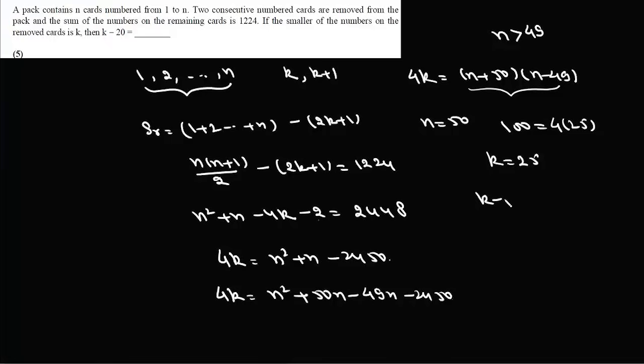Now we need to find the value of k minus 20. So k minus 20 is 5. And that is the answer to this question.